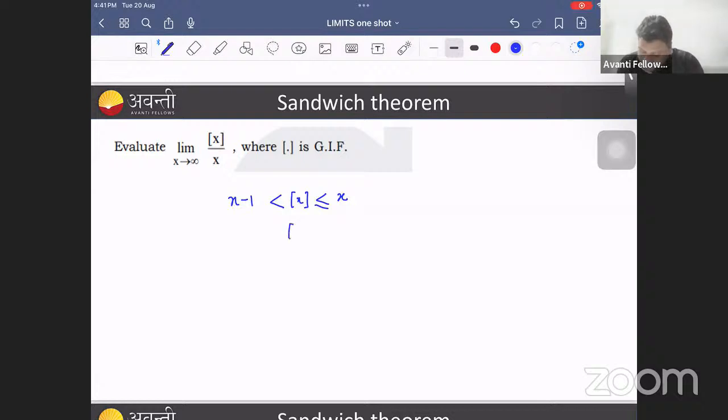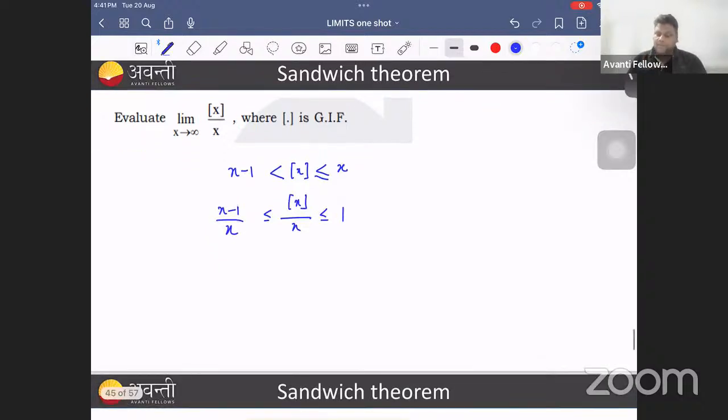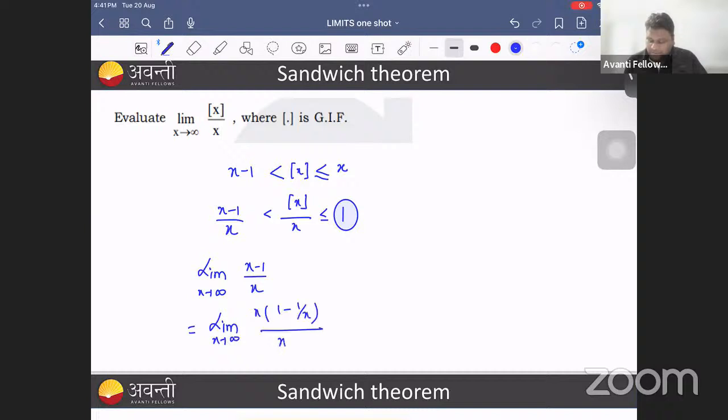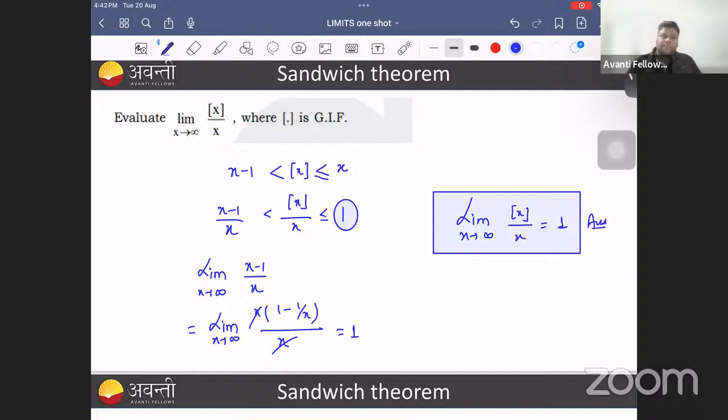Now, if I divide both sides by x, it will be x minus 1 upon x. Here there is no equality. Now, right side is already 1. So, limit x approaches to infinite, x minus 1 upon x is what? Take x common, 1 minus 1 by x upon x. X cancel. Answer is going to be 1. So left side is 1, right side is 1. That means the function which is sandwiched in between, its limiting value is also 1. Got it?